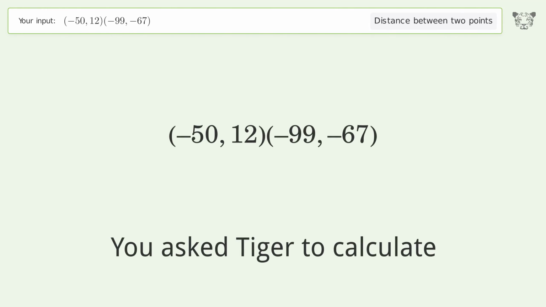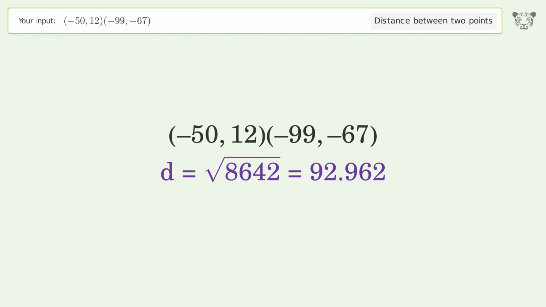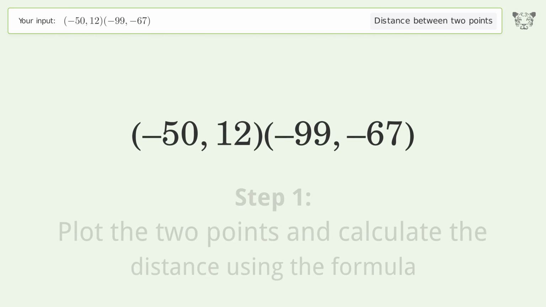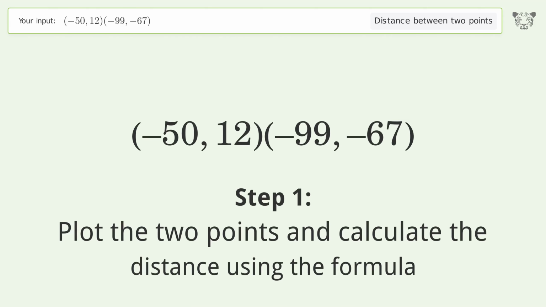You ask Tiger to calculate. This deals with the distance between 2 points. The distance between the 2 points is the square root of 8,642, or 92.962. Let's solve it step by step. Plot the 2 points and calculate the distance using the formula.